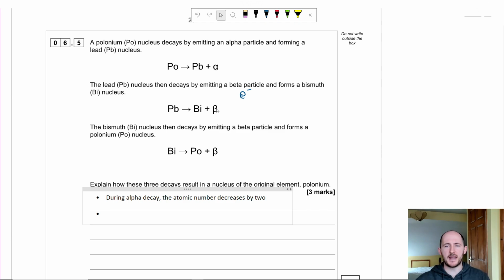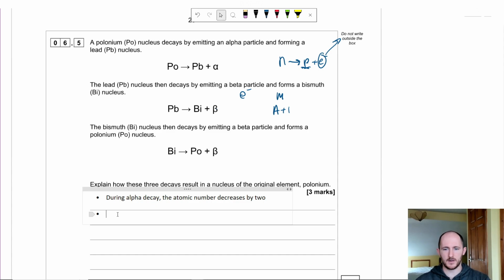Now what happens during beta decay? In beta decay, effectively a neutron changes to a proton and an electron. So the electron goes away and the proton is left. So effectively, the mass number stays the same, but the atomic number gets added by 1 because a neutron has changed to a proton. So the overall number of neutrons and protons is the same, but a neutron's changed to a proton, so the number of protons is increased by 1.